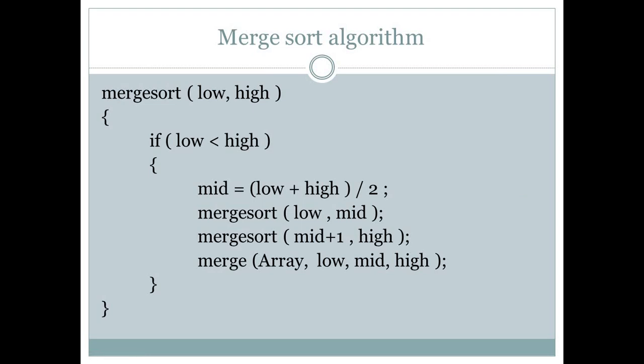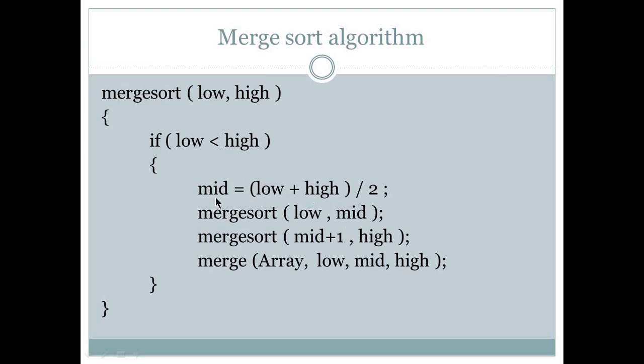In merge sort, we will pass two things, low and high, meaning the minimum index and the maximum index. If low is less than high, then we will perform mid equals (low + high) divided by 2, meaning we will find the mid value for our list. After finding the mid value, we will perform merge sort on both lists: the first list is low to mid and the second list is mid plus 1 to high.